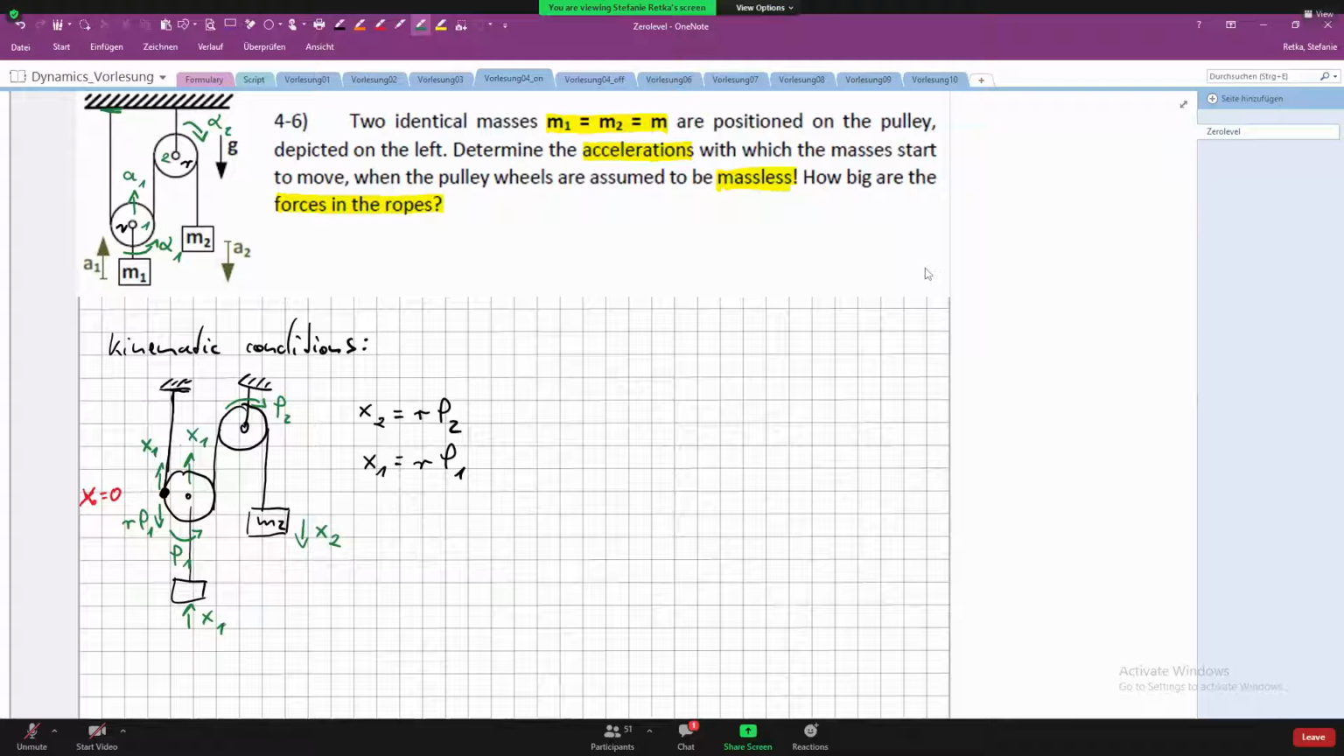But what we still need is a relation between pulley 1 and pulley 2. So what do we know? We know that pulley 2 moves due to pure rotation, r times phi 2. That's the motion of pulley 2. And we have a rope connecting both pulleys, a rope under tension, and then this has to be equal to the absolute motion of pulley number 1, which consists of translation and rotation. And these are our 3 kinematic conditions.